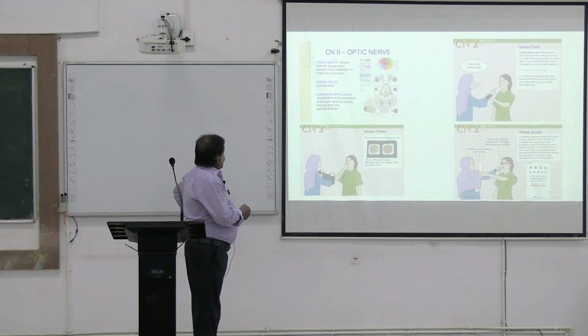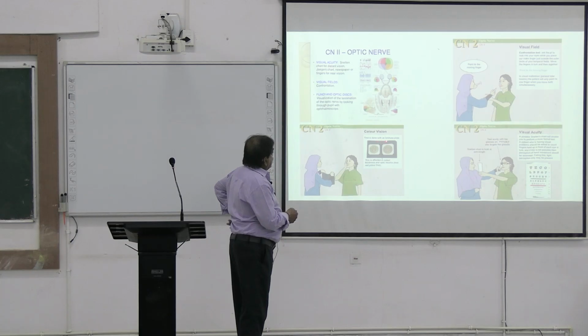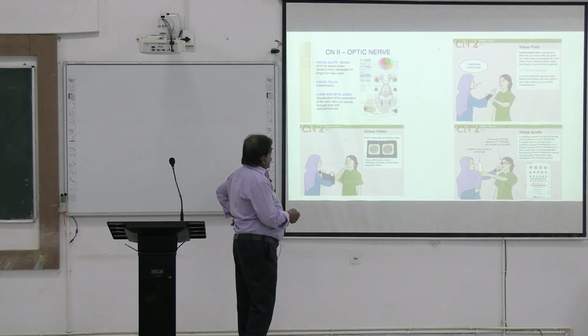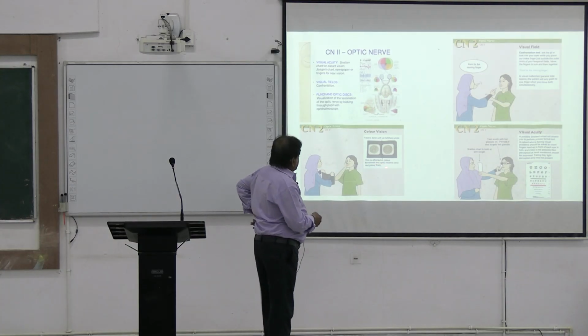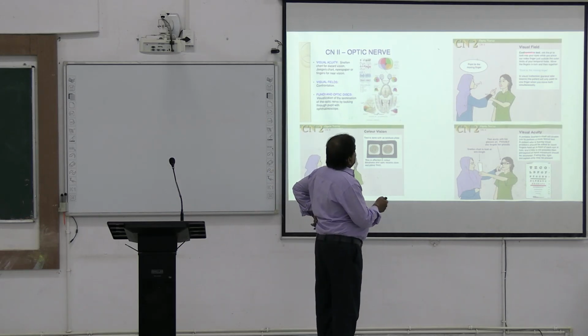Now, optic nerve color vision test is done with an Ishihara plate. This is affected in color blindness and optic nerve injuries, with loss of red color. Now, visual fields. You just know the names and what they say. Visual acuity.